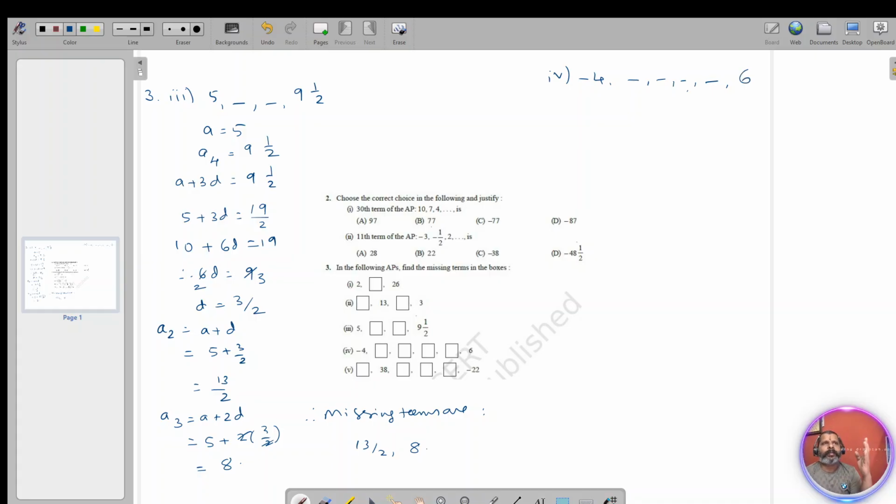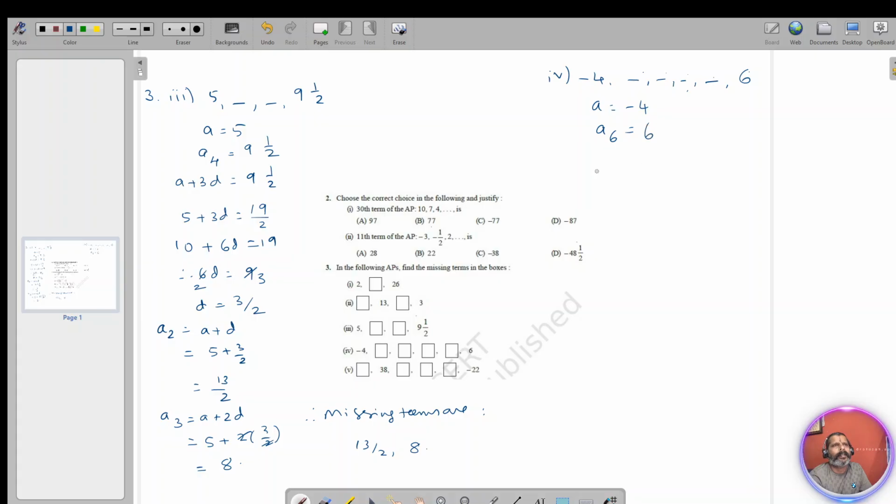So, four terms they have asked, that is A2, A3, A4, A5. A1 is minus 4, A2, A3, A4, A5 are blanks. A6 is 6. Okay, so we take the values. A is minus 4, that is the first term, and A6. Just calculate again.